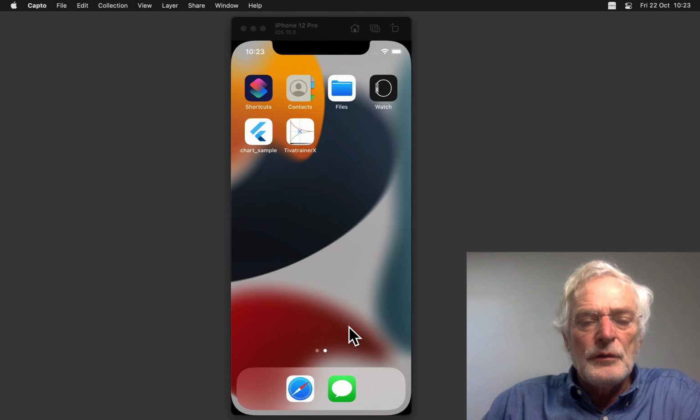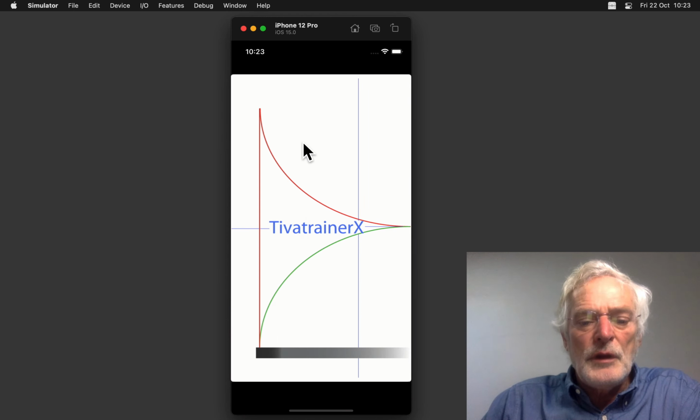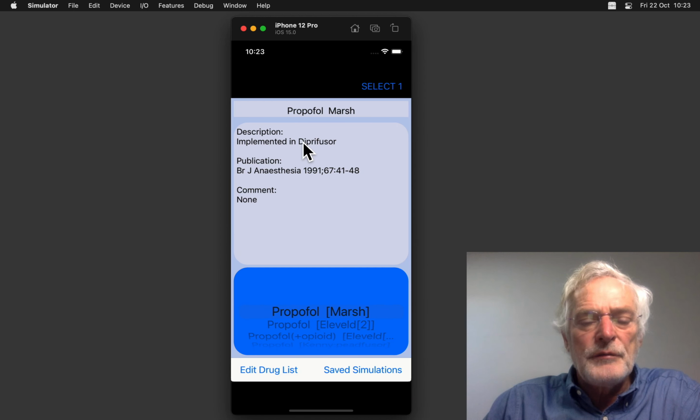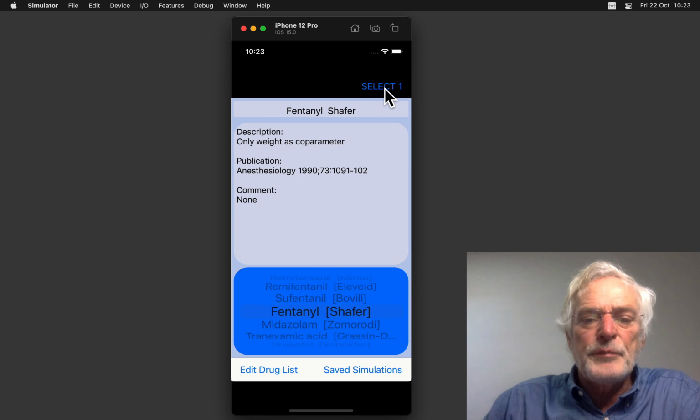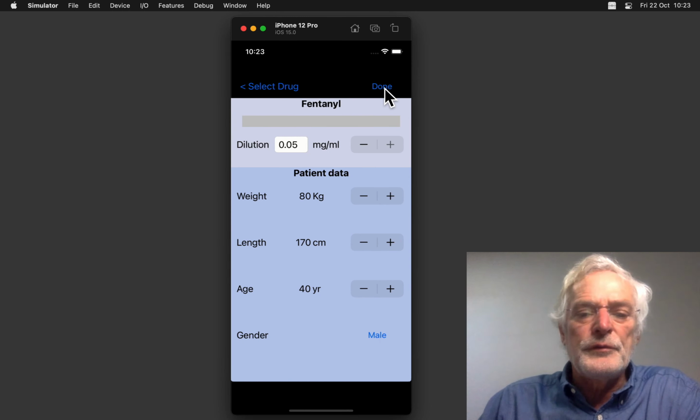Let's explore another function of Tivatrainer. Tivatrainer will allow you to give any drug in a TCI way of dosing. And to demonstrate it, I'm going to select good old fentanyl because it has properties that are useful for this demonstration.